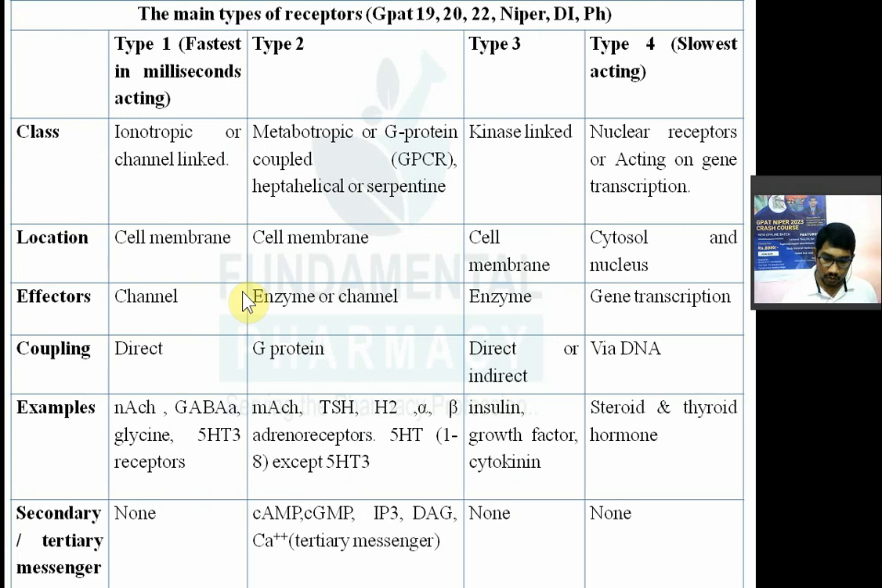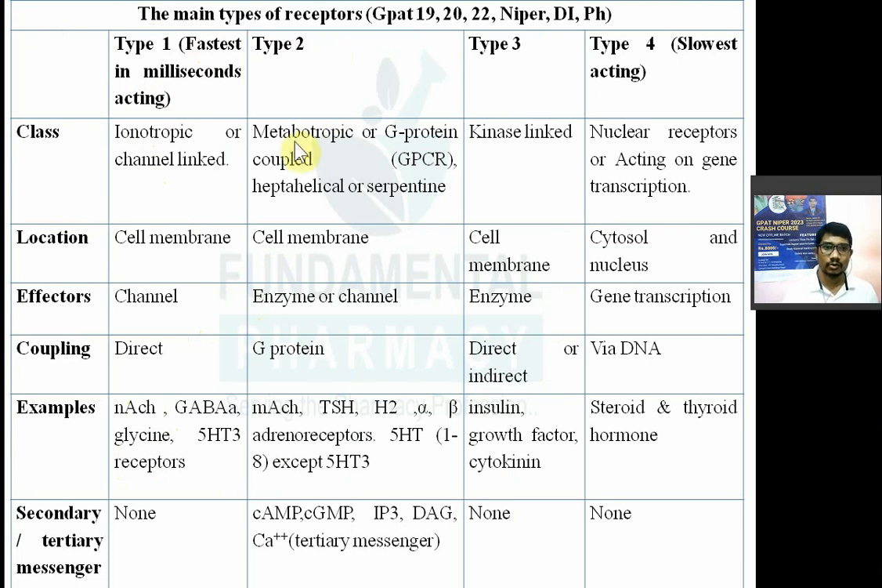So types of receptor. Type 1 receptor is known as ion channels. They act in a millisecond. They are also known as ionotropic receptor or ligand gated ion channels. They are present on the cell membrane. Effector is the ion channel. Example is nicotinic acetylcholine receptor, GABA receptor, glycine receptor, 5-HT3 receptor. Second type of receptor is the G protein coupled receptor.